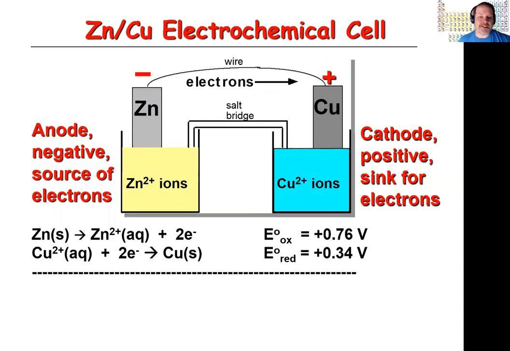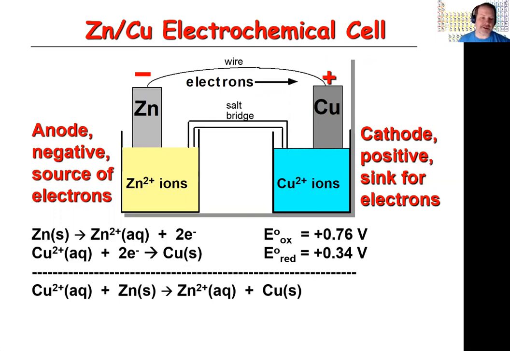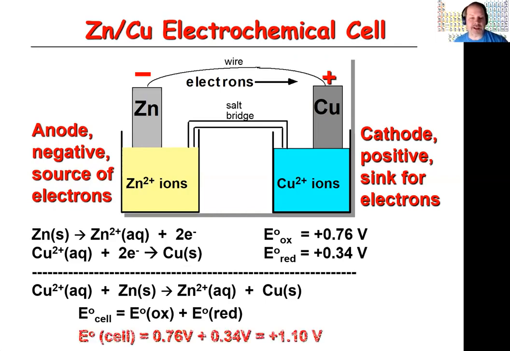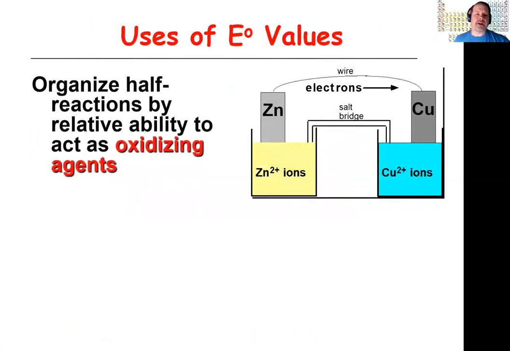So in this particular example, if we were to add those 2 reactions together, we would see this overall reaction of the reactants being copper ions and zinc solid. Those are the ones that are really reacting with each other, generating zinc ions and copper solid. We can add up the oxidation potential and the reduction potential to get the 1.10 volts that we saw on the voltmeters in these previous examples. Yes, they were theoretical. All right.